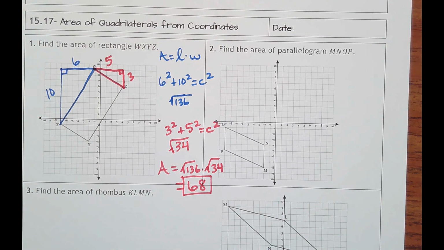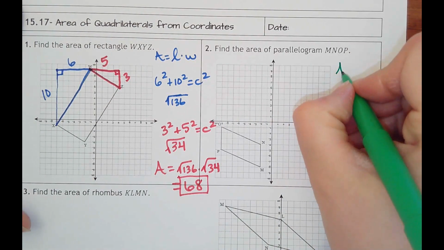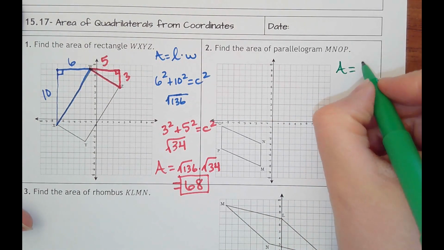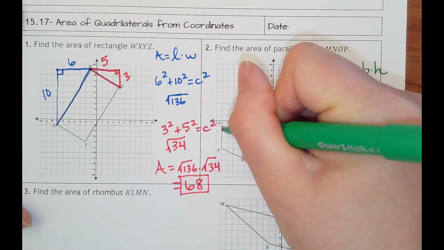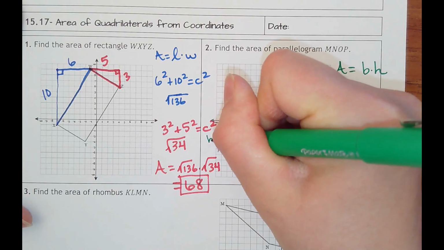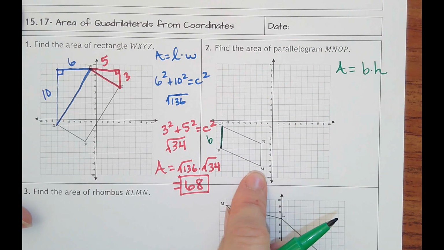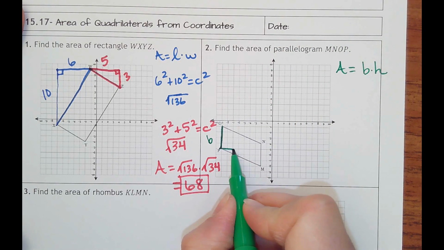All right, number 2, we have what is known as a parallelogram. Parallelogram area is basically just like a rectangle, but instead of calling it a length and a width, they call it base times height, meaning it's one of the dimensions. Let's say I call this my base. My height is not the slanted side, it's going to have to be perpendicular.